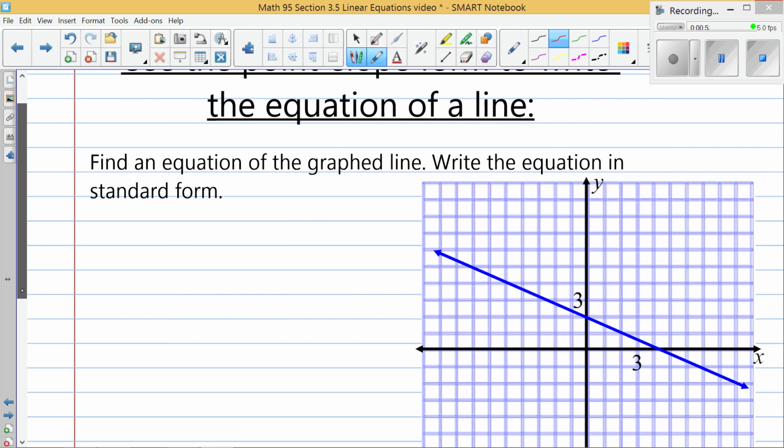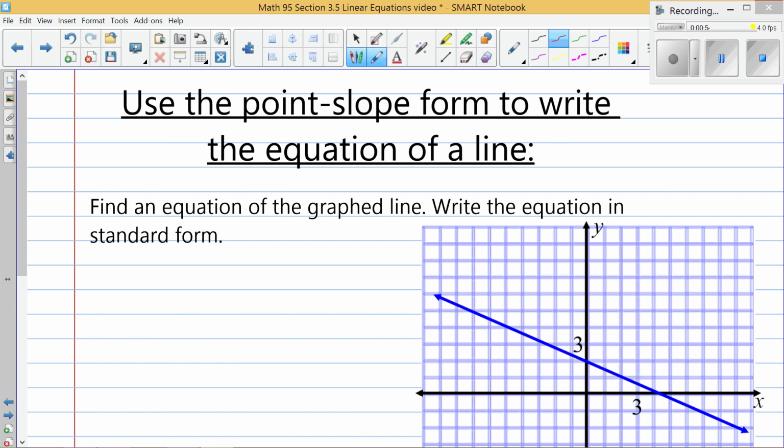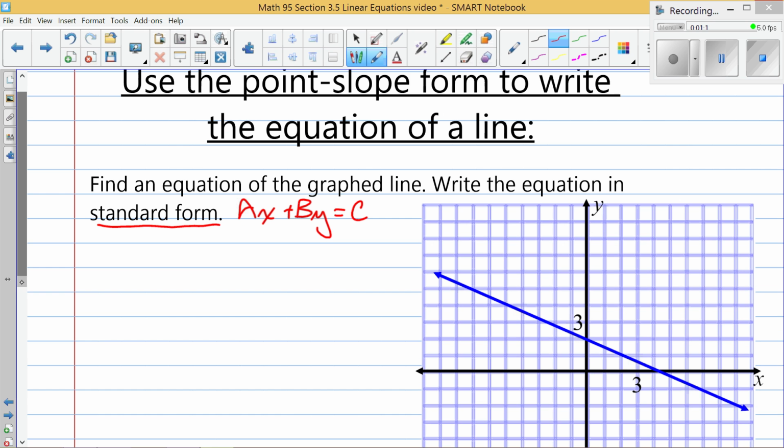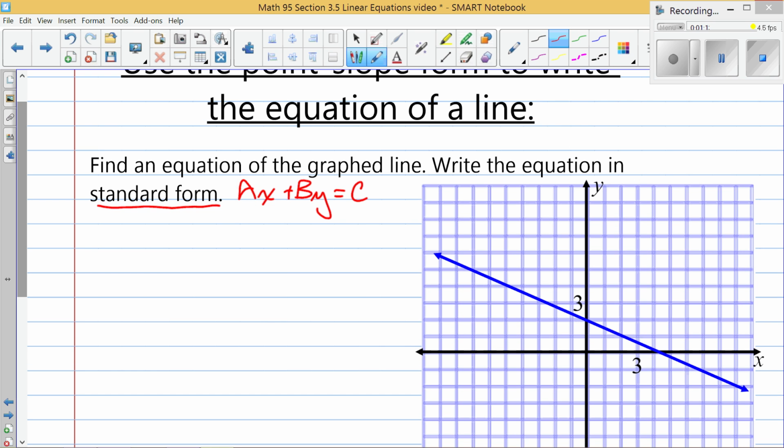So we would like to use point-slope form to write the equation of a line from its graph. And we are wanting to write the equation in standard form. You may remember that that is going to look like ax plus by equals c. So that's our goal. Now, in order to use point-slope form of the line, we need the slope and we need a point. To get the slope, we need 2 points.